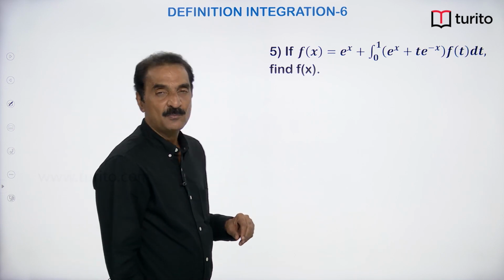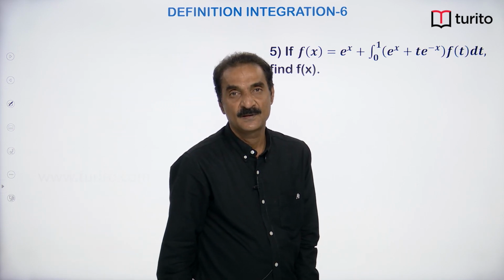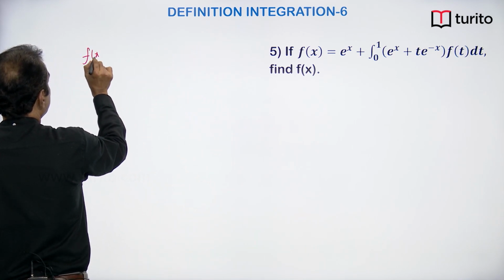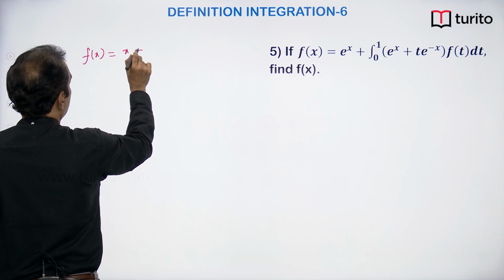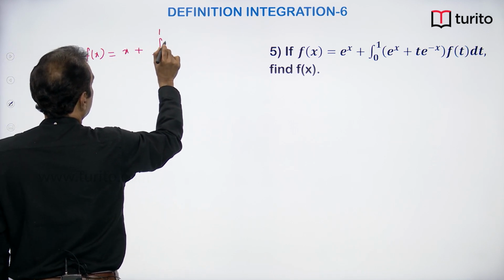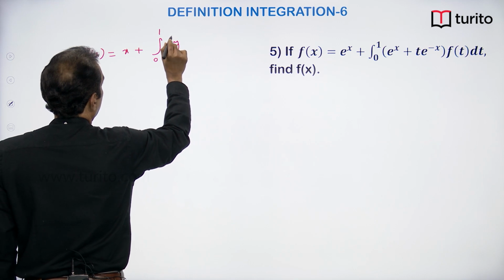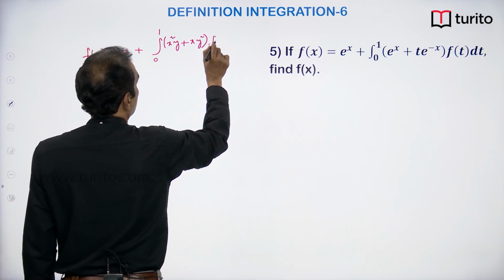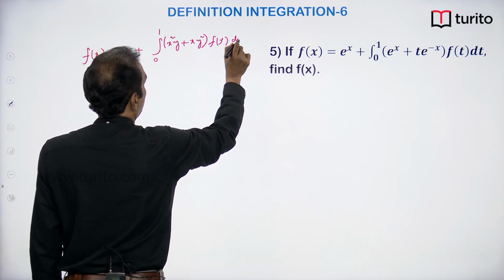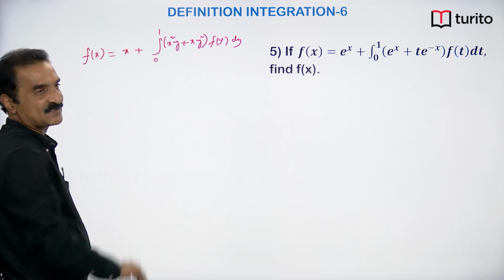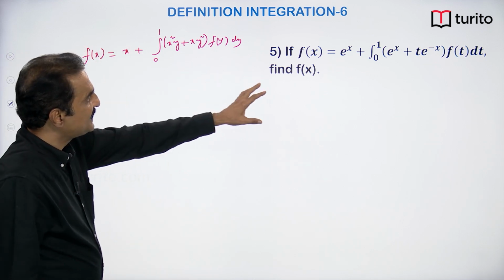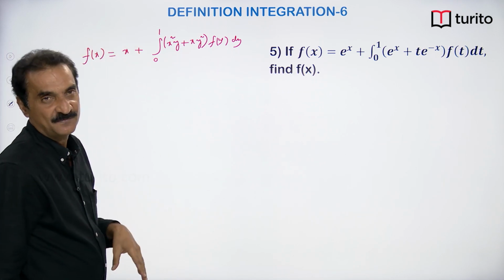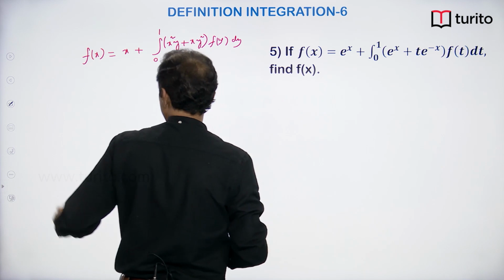We have solved a similar model in the previous class. If you remember, the question is f of x is equal to x plus integral 0 to 1 (x square y plus x y square) into f of y dy. Then find f of x. The approach for this question is same. First we have to identify the nature of the function. Let us take this.